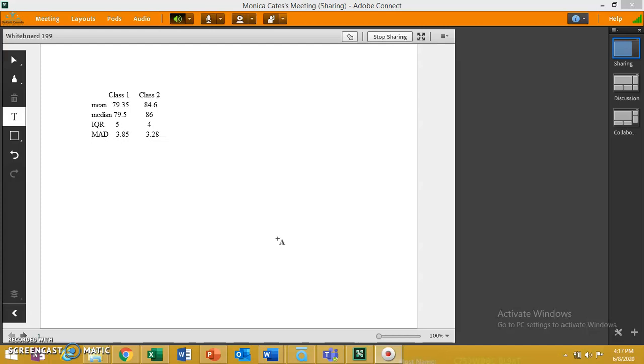Now, if we look at the variability, we see that class 1, their interquartile range, or the middle 50%, is on average about 5 points away from the median, and the mean absolute deviation on average is 3.85 points from the mean. For class 2, the IQR is 4, and the mean absolute deviation is 3.8. So the variability is higher for class 1 than it is for class 2. And I hope that this helps.